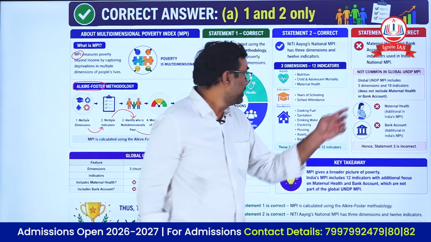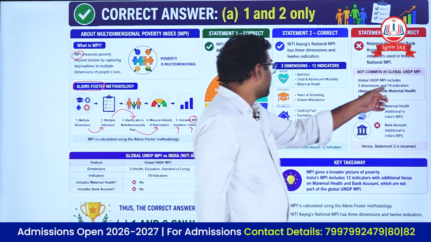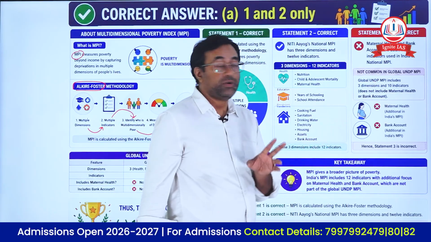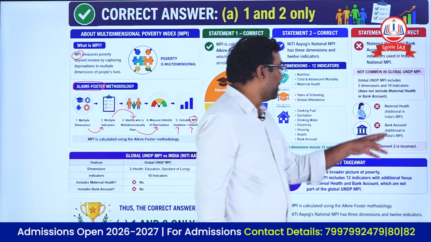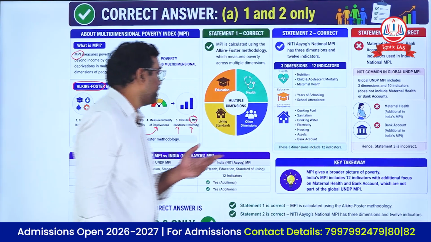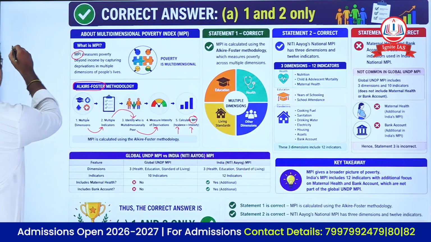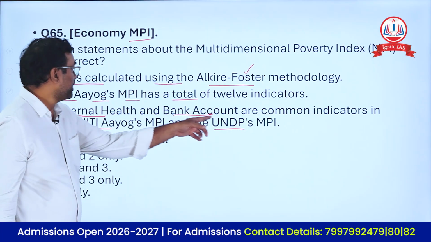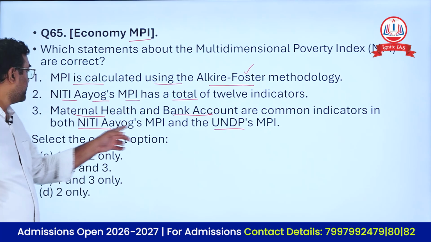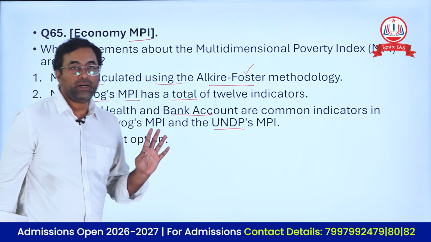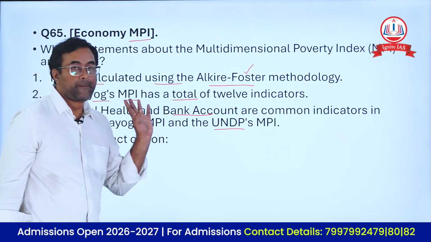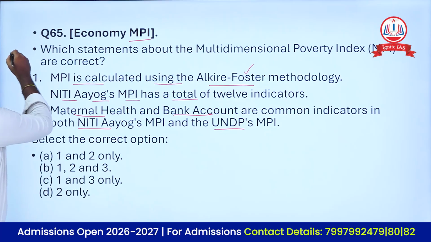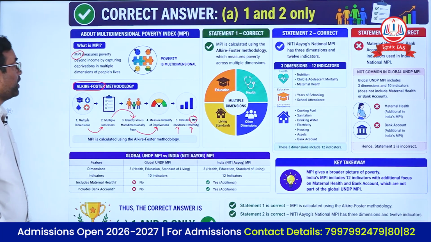But the UNDP Multidimensional Poverty Index has only 10 indicators. It does not include maternal health and bank account. So if you see here, the third statement says that maternal health and bank account are common indicators of the NITI Aayog Multidimensional Poverty Index and UNDP's Multidimensional Poverty Index, which is wrong. Okay, so that is the reason the answer here is 1 and 2 only.